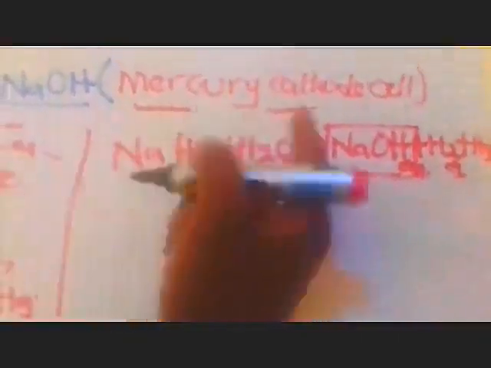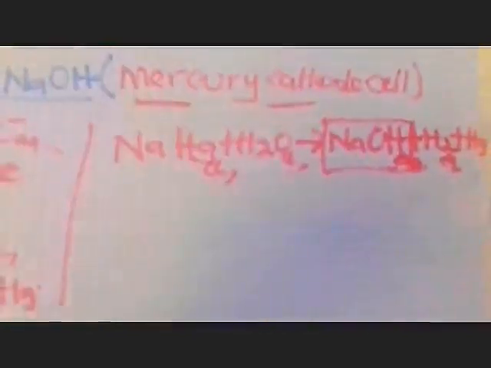So our major emphasis here was on manufacturing sodium hydroxide by electrolysis. This can occur in the mercury cathode cell or the Castner cell.